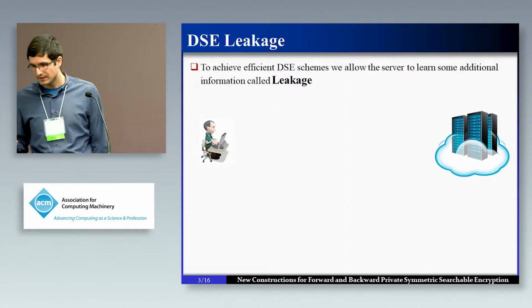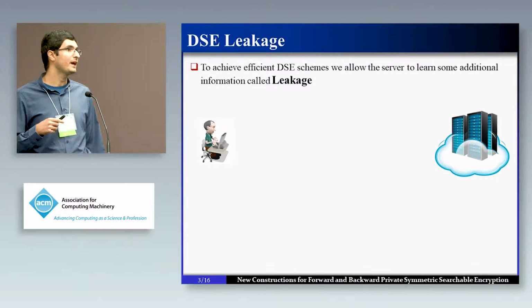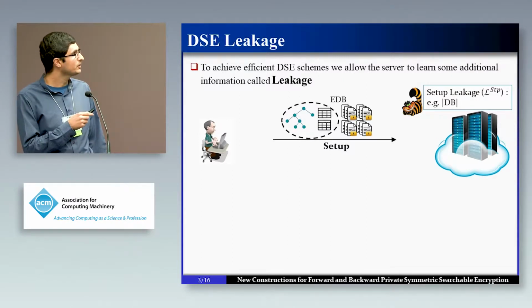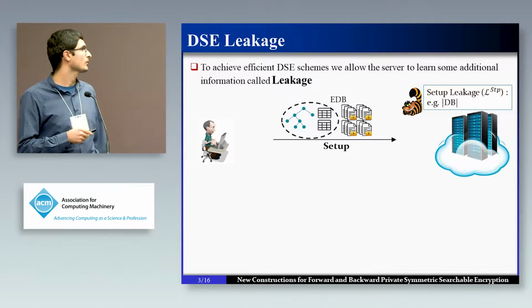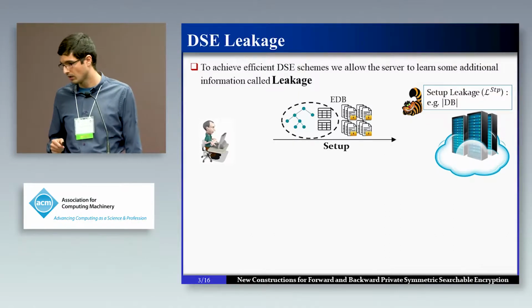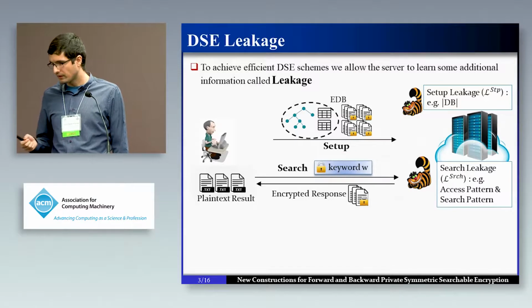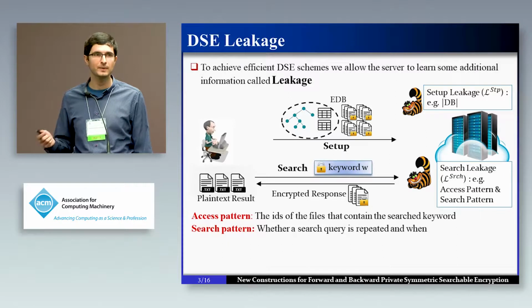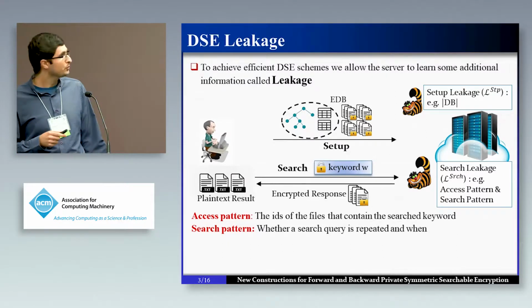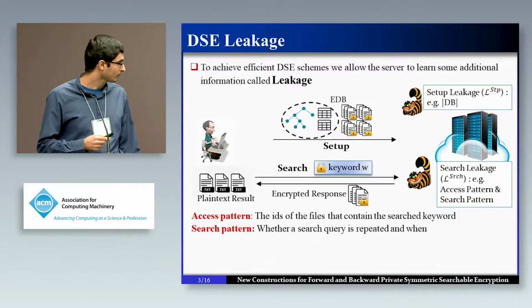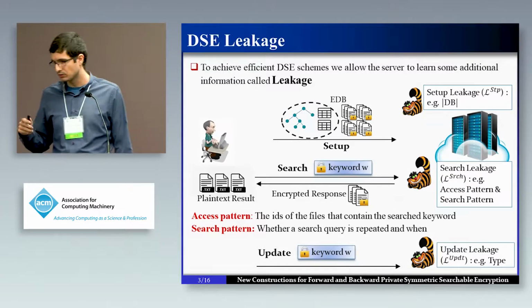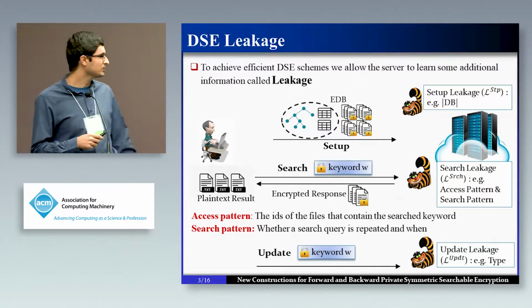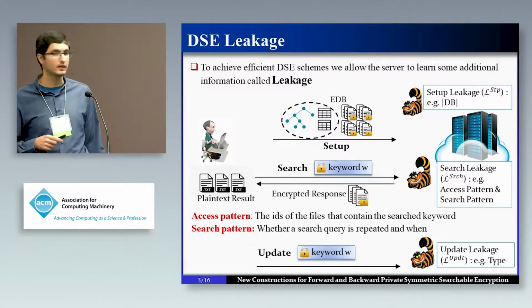To achieve efficient DSE schemes, we allow the server to learn some additional information called leakage. For example, the information learned by the server during setup is called setup leakage, for example, the size of the database. Or during search, the server may learn the access pattern and search pattern. Access pattern is which files are retrieved, and search pattern is whether a search query is repeated or not. There is another type of leakage which is associated with updates. This is the main focus of this paper and this work. I will explain about it in the next slides.